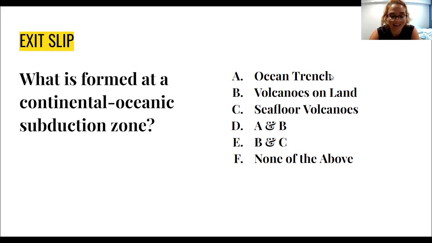Great job, guys. It is going to be D, both an ocean trench and volcanoes on land. And your hint here is that there's continental crust involved. When there's continental, we will have something that's formed on land. You guys did a great job today.